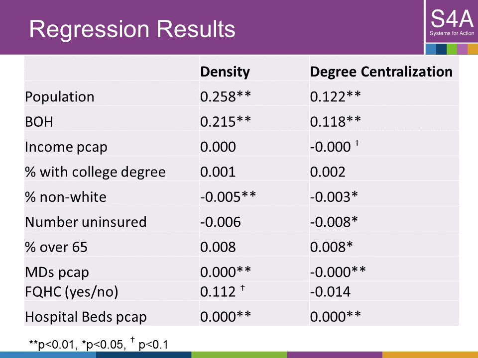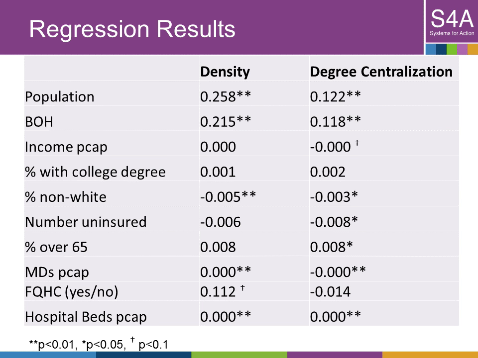The portion of the population over 65, we see that as being significant and positive with degree centralization. MDs per capita, although it has a very, very small coefficient, was highly significant. It was positive with density, so the more MDs you have in a system, the more connections you have going on in the system. And it was negative with degree centralization. So the more MDs you have, the more diffusion and control of the services.